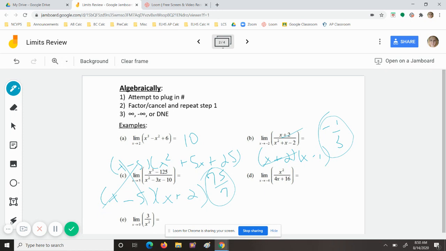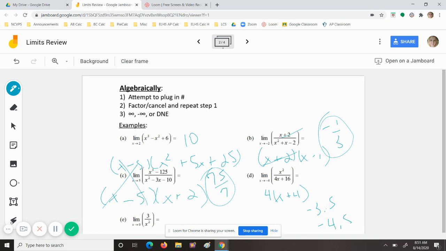Part D. If we try to plug in negative 4, we can plug it in on the top just fine, but if we try to plug it in on the bottom, we're going to get 0. If we try to factor, the only thing we can do is take out a 4 on the bottom, and that's not really going to help us because we still get 0. We can't cancel anything out. So this is one where you want to plug in 0.5 to the left and 0.5 to the right. So let's try negative 3.5 and negative 4.5.